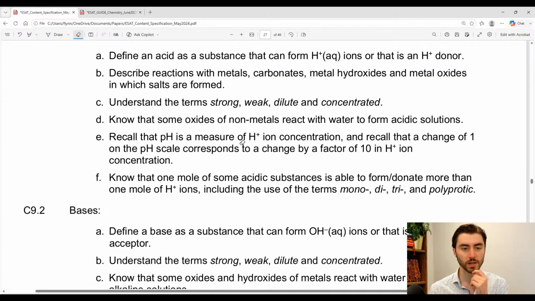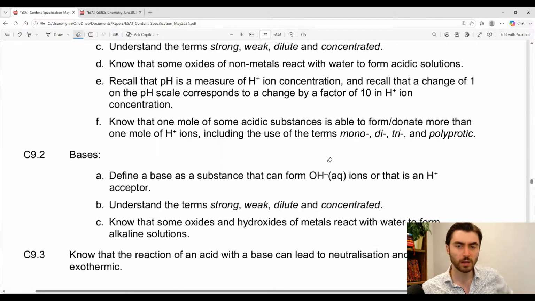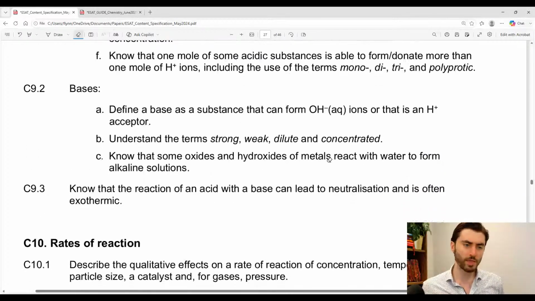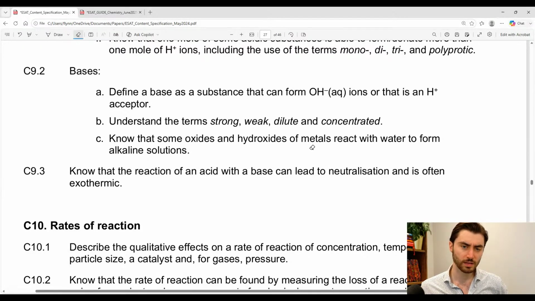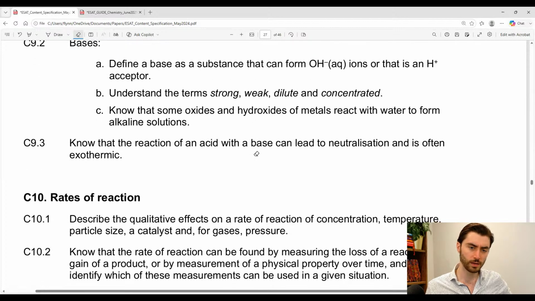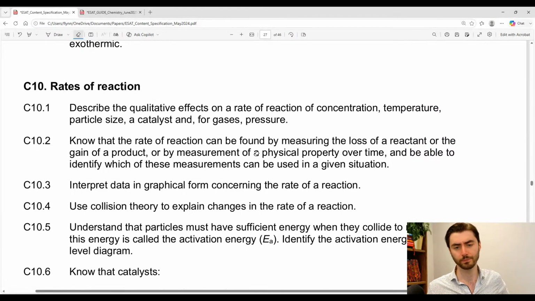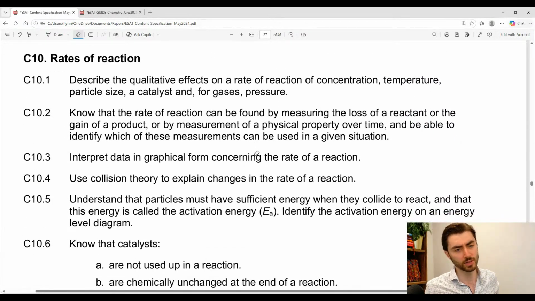pH is a measure of H plus. It's logarithmic. Okay, I'm happy with that. Bases, same thing. Yeah, okay. Rates of reaction.